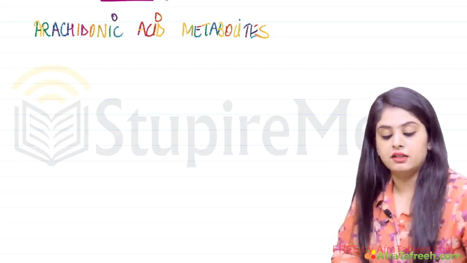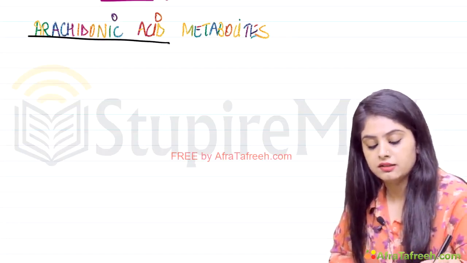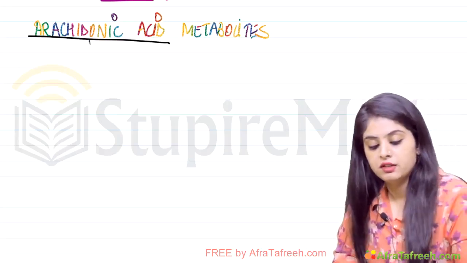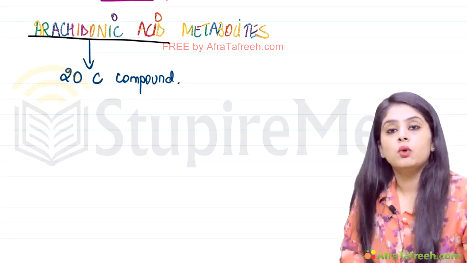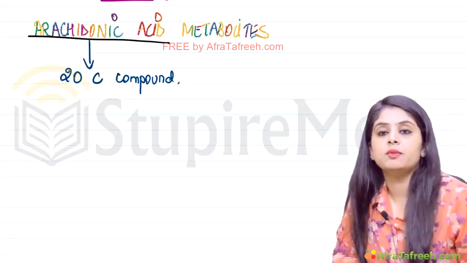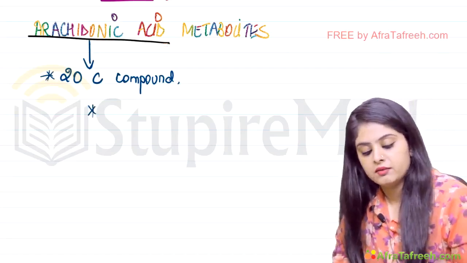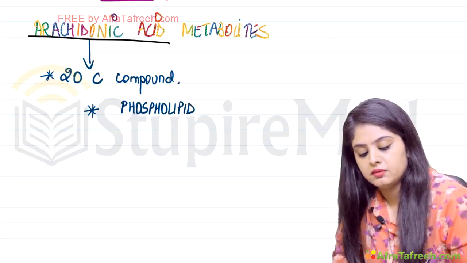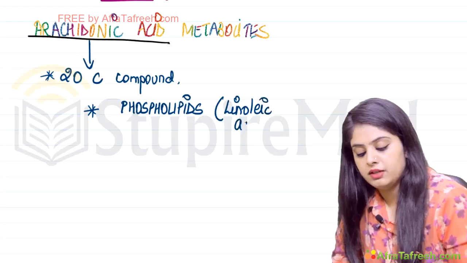Now the first question that is asked, which actually is a question of biochemistry, is that arachidonic acid is going to have how many carbon compounds? So remember, it is a 20 carbon compound. What is it coming from? Very rarely you must have heard of arachidonic acid being present in the body. So remember that the precursor is the phospholipids. Particularly remember, very important, it is coming from the linoleic acid.